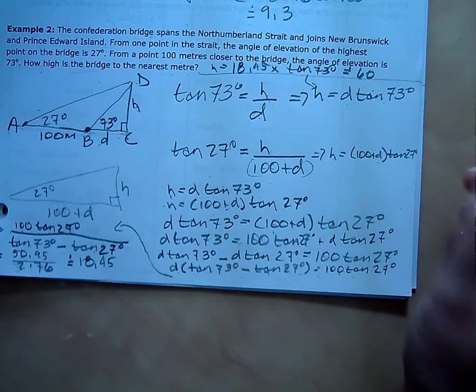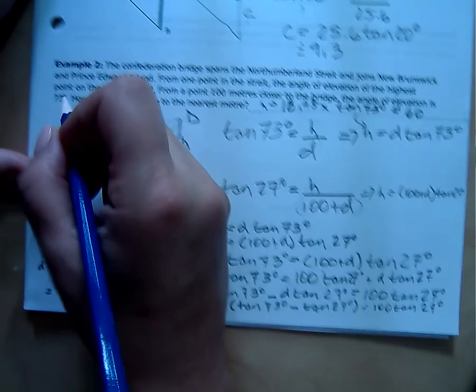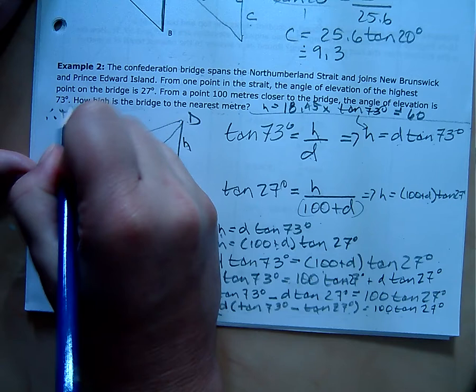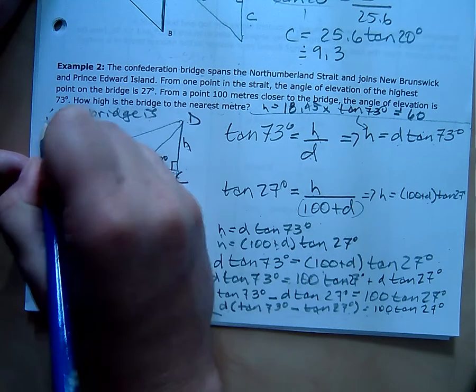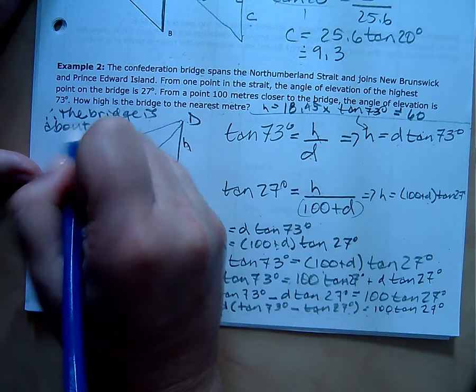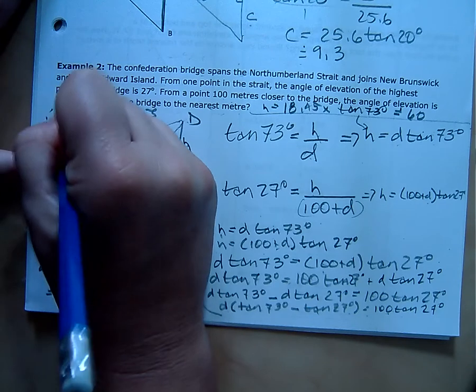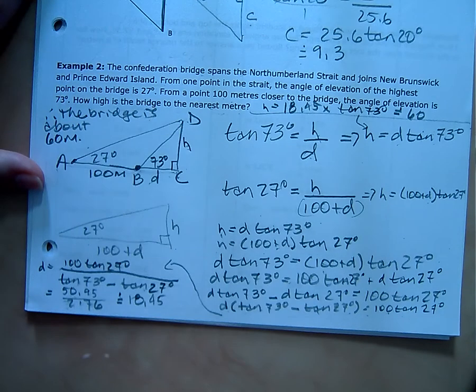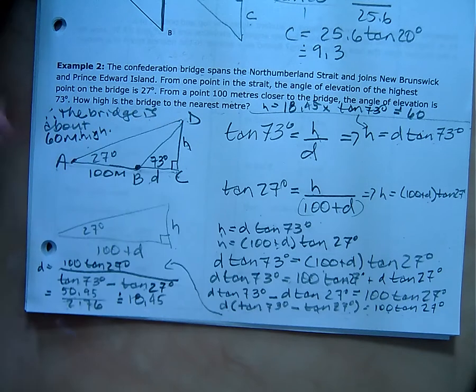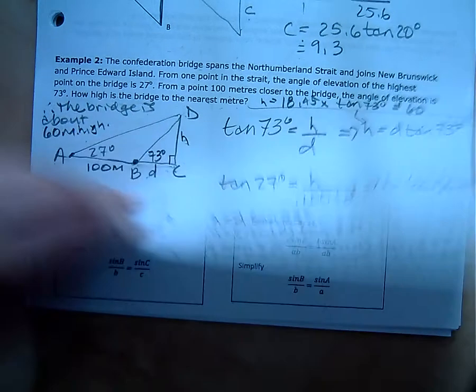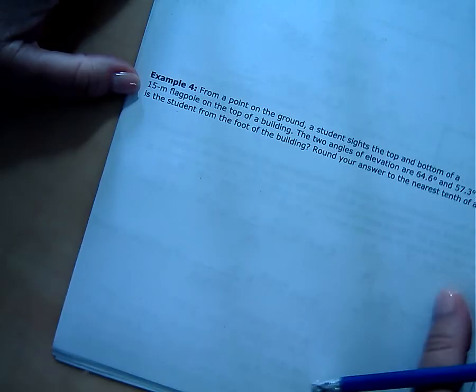So how high is the bridge? I'm just going to squeeze in my answer here. Therefore, the bridge is about, because we rounded, 60 meters high. I should answer 60 meters high. Okay, so that's what two triangle questions look like.